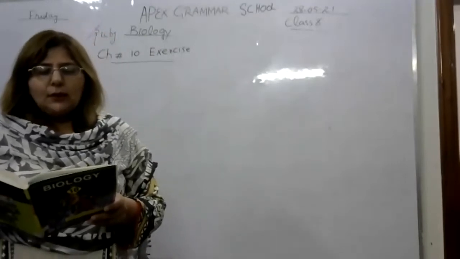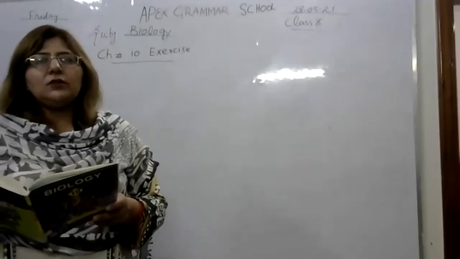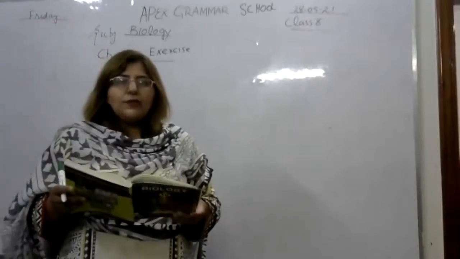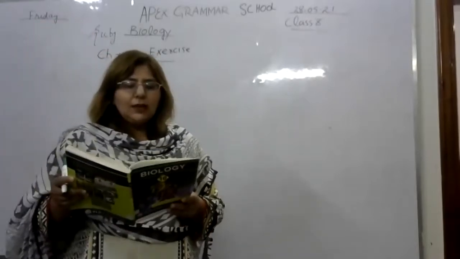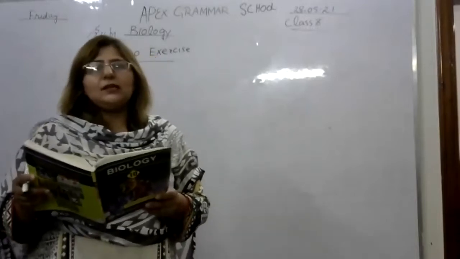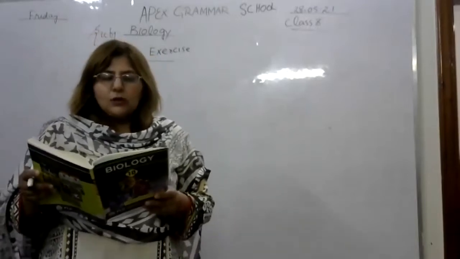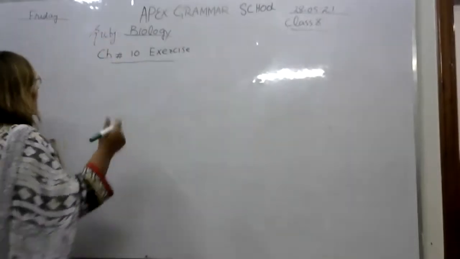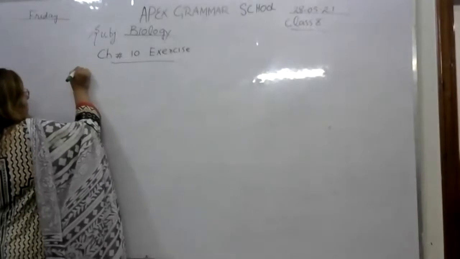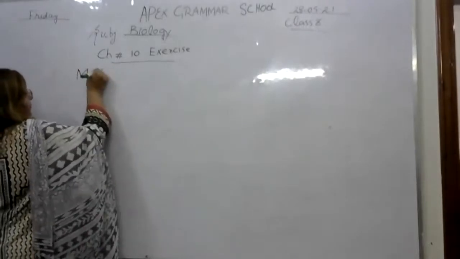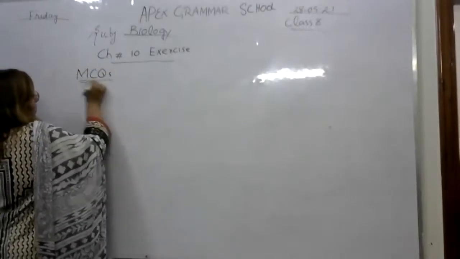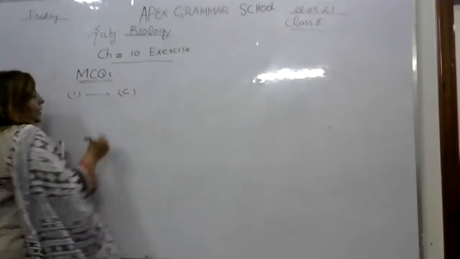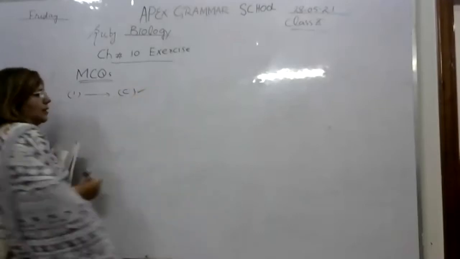So question is that the process of gaseous exchange involves. What happens in gaseous exchange? So if we see the options, we can understand that option C is the right answer. Getting oxygen from the air and removing carbon dioxide. Okay, so first question is that MCQs. Question number 1, option C is the right answer. Okay, so this is the right answer.